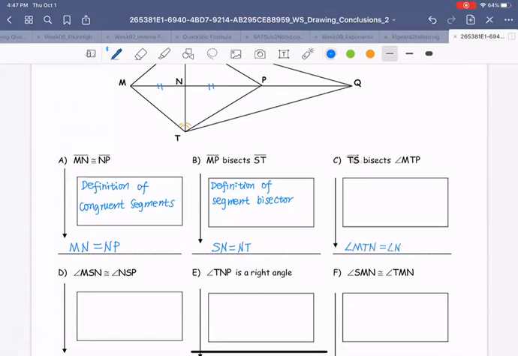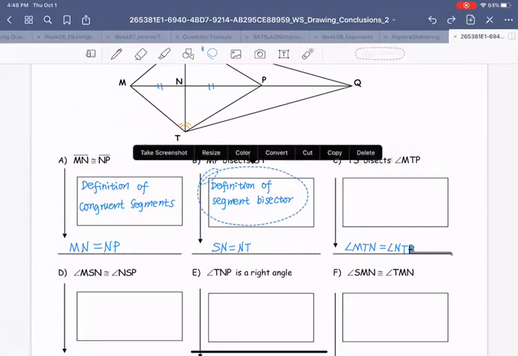Definition of congruent angles? No. Angle bisector. This guy bisects this angle. If it bisects the angle, it's called the definition of angle bisector. If it bisects the line, that's called the definition of segment bisector. Does that make sense? You cannot be confused about this.